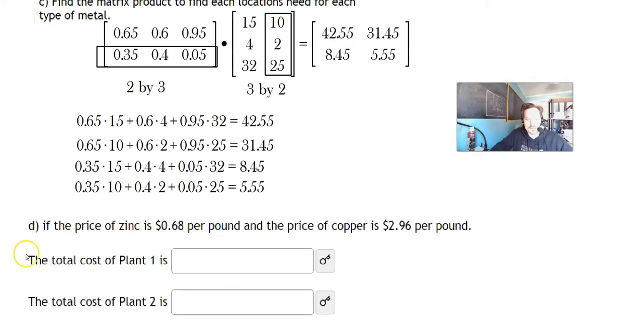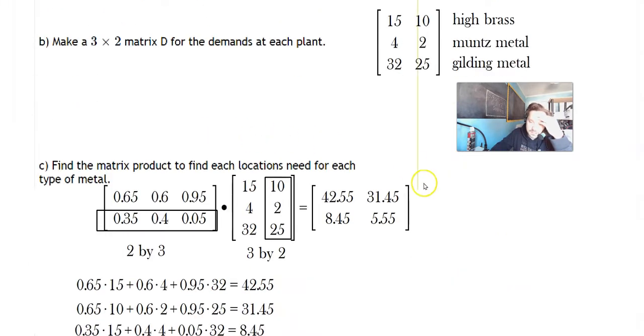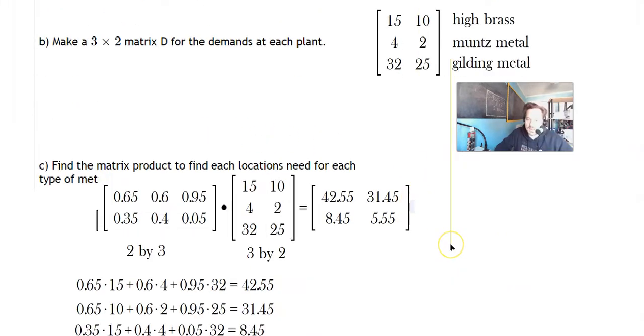And now let's continue. Look at part D. If the price of zinc is $0.68, or 68 cents per pound, and the price of copper is $2.96 per pound, find the total cost of plant 1 and the total cost of plant 2. You're going to find those values. Now remember that this says the demand is in thousands of pounds. That means you're going to multiply this by 1,000. Scale each entry by 1,000 units. So in other words, like this.